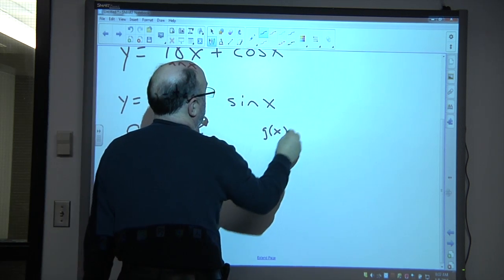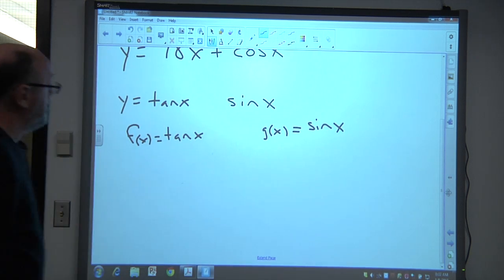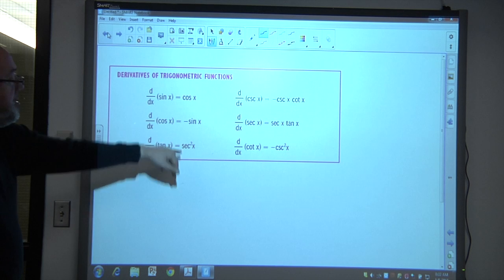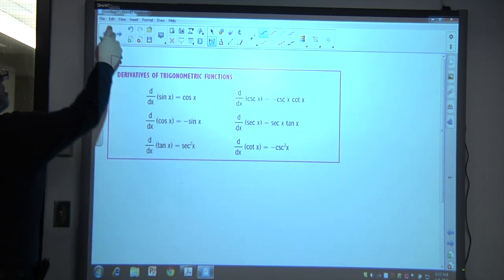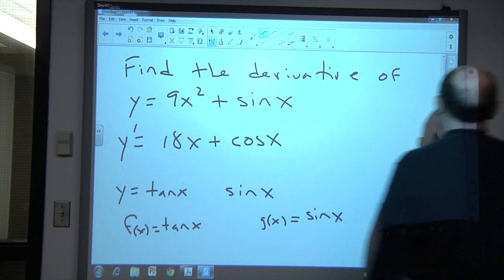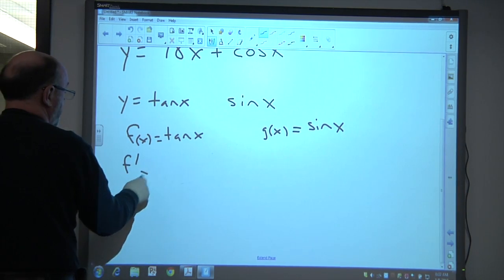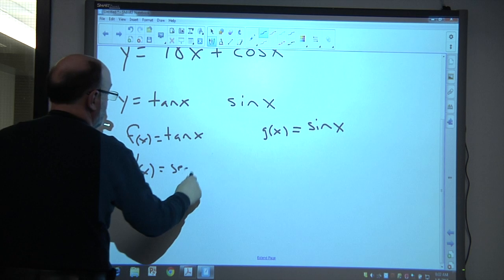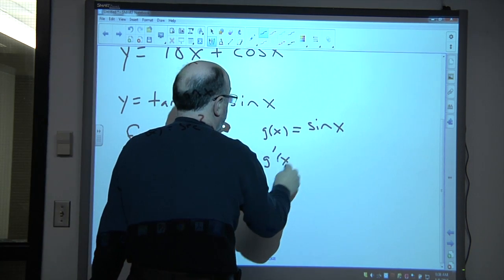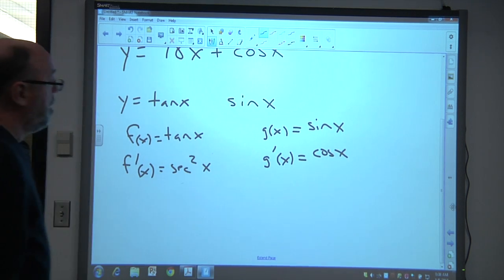G is going to be my sine x. Going back to our table, we find the derivative of tangent is secant squared. So my derivative of tangent is secant squared. So f prime is secant squared x. And then we had earlier, derivative of sine is cosine.